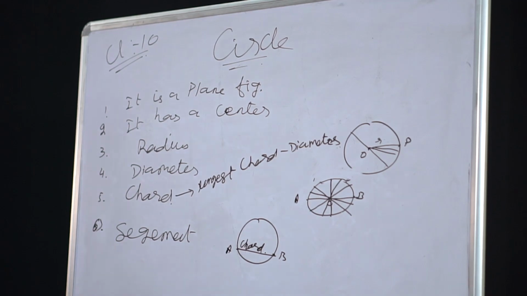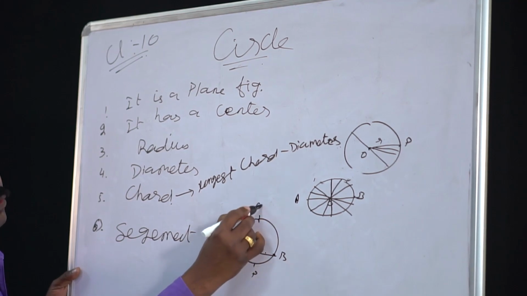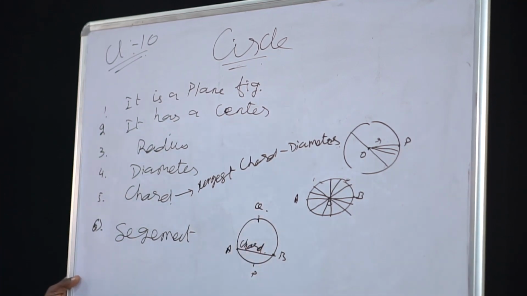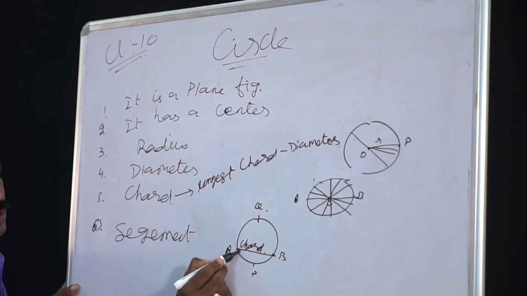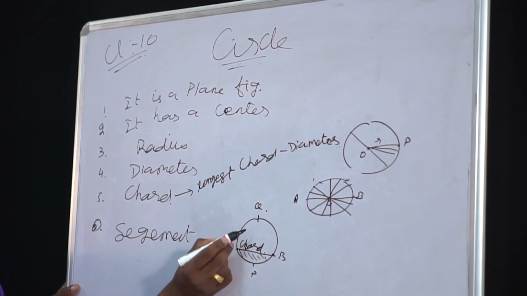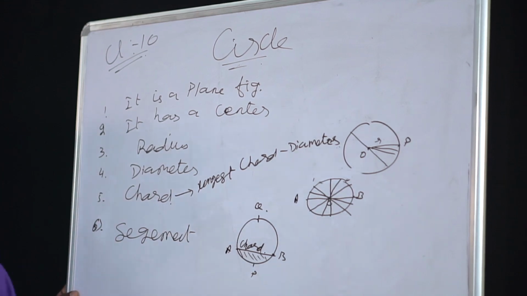Now, segment is, okay, the chord is dividing the circle into 2 parts, right? Let us say P, let us say Q. This is a smaller portion and the shaded portion is the smallest one and another one is a larger one.